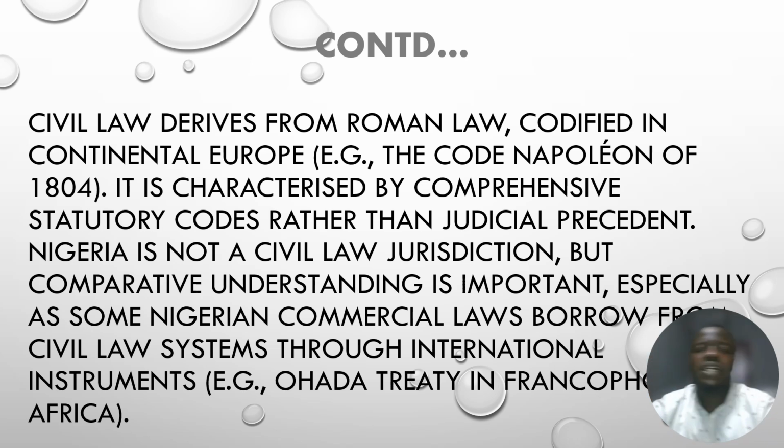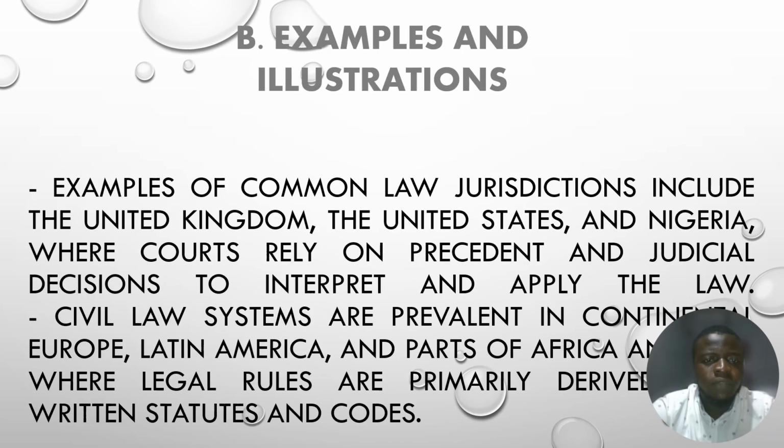You understand? So that's it about the received English law. That's it about the civil law. So now let's give examples. Examples of common law jurisdictions, countries that apply common law, include the United Kingdom, the United States, and Nigeria, where courts rely on precedent and judicial decisions. Also in Nigeria, our courts rely on judicial precedent. Then civil law systems are prevalent in continental Europe, Latin America, and other parts of Africa, etc. So that's just about the examples.